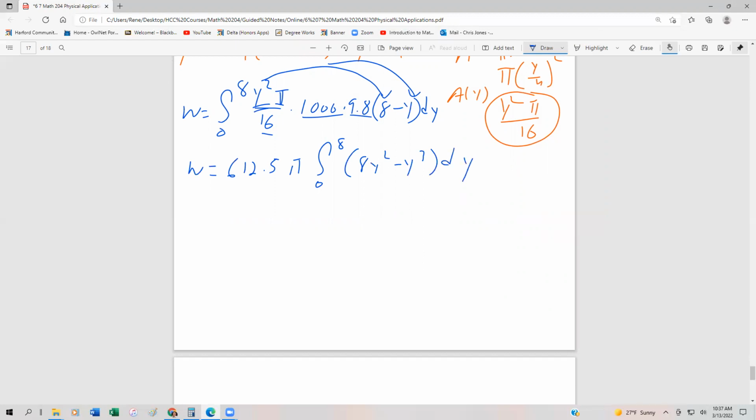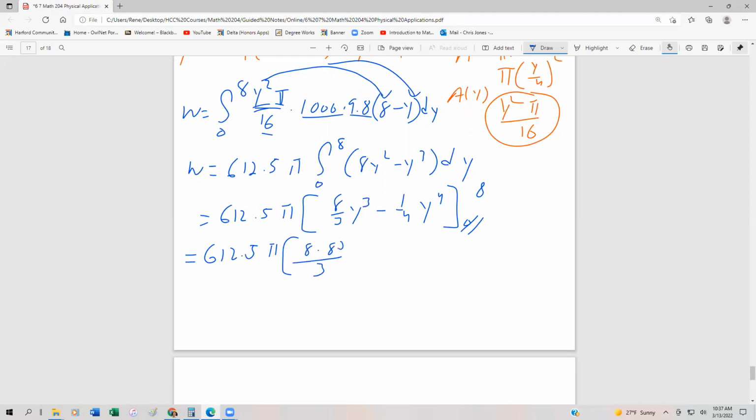All right, and now we just integrate. So we have our 612.5 pi. We're going to have 8/3 y cubed minus 1/4 y to the 4th from 0 to 8. Fortunately, 0 doesn't contribute anything to the sum, so that's just going to be a 0. So it's going to be 612.5 pi, times 8 times 8 cubed over 3 minus 8 to the 4th over 4, minus 0. Now, this could clearly be written as 8 to the 4th, since we have 8/3 and 1/4 of 8 to the 4th. So I'm just going to write that as 8 to the 4th.